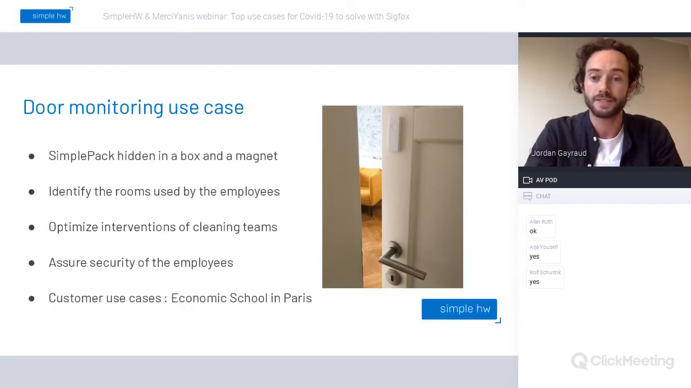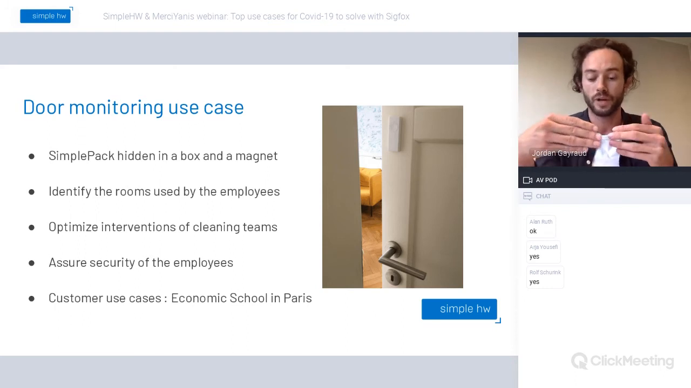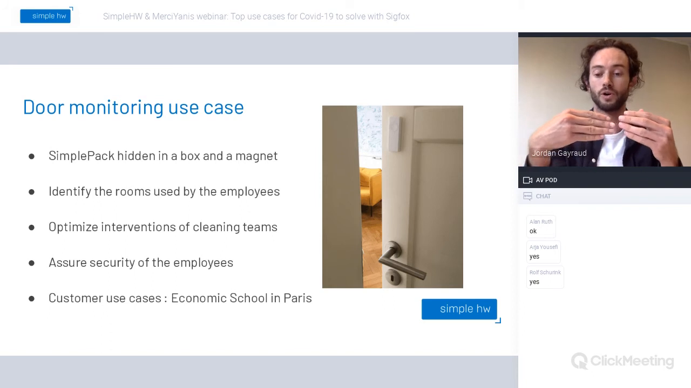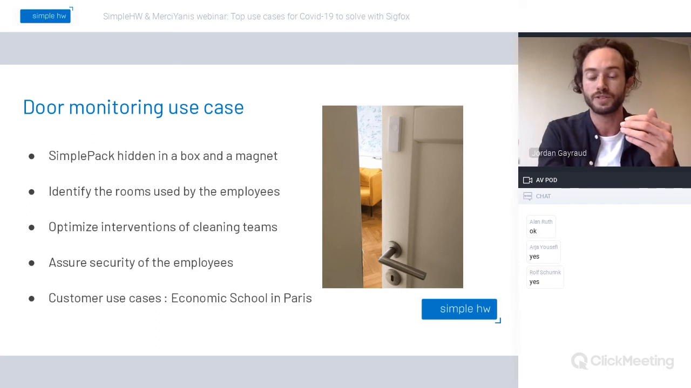The first use case is door monitoring. We use the SimplePack hidden in a box. The SimplePack is fixed on the door and is hidden from the employees, and there is a magnet. Vojtěch spoke before about the reed switch mode. When the door is closed, the button and the magnet are close to each other, so the device knows the magnet is there and sends us a message that the door is closed. When the door is open, we receive the message that the SimplePack is not detecting the magnet anymore.